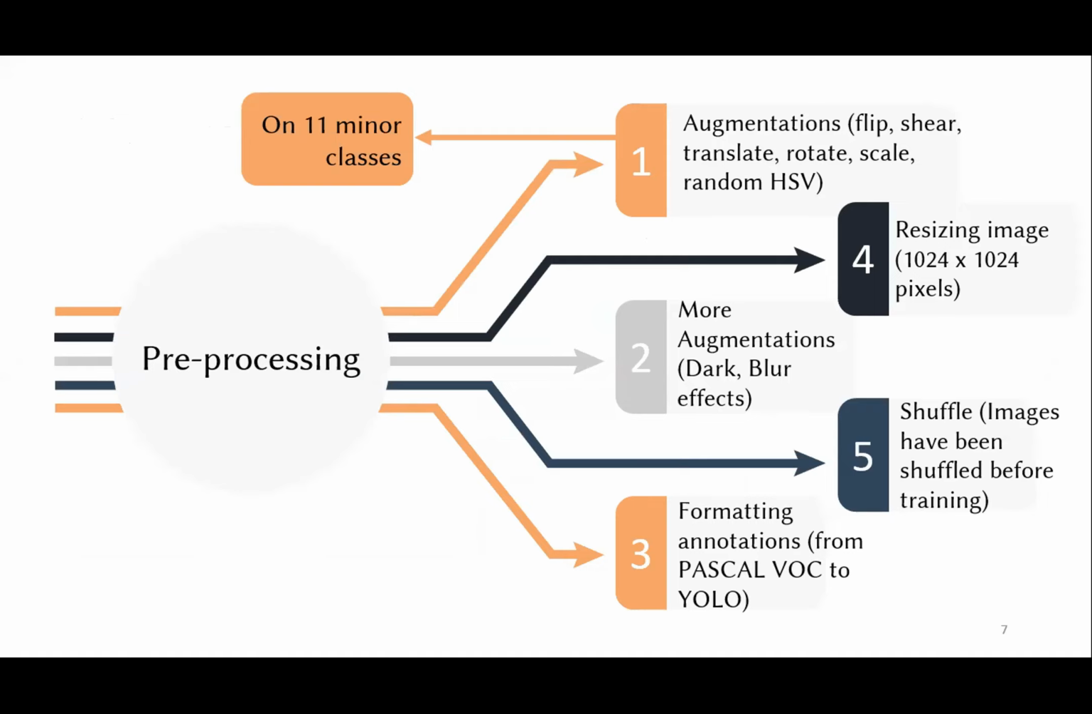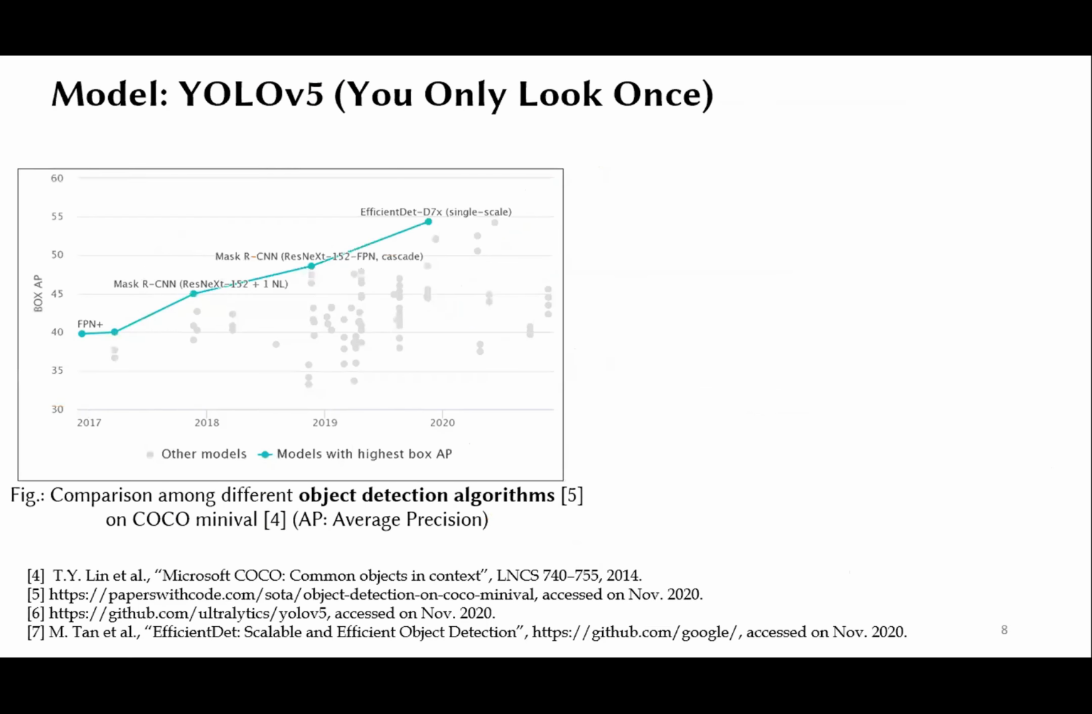In the pre-processing part, we applied augmentations like flip, shear, translate, rotate, scale, and random HSV on the 11 minor classes. I would like to emphasize these 11 minor classes because by applying these augmentations we tried to reduce the class imbalance problem, and this really helped. After the augmentations, we also applied more augmentations like dark and blur effects to generalize our model for night and foggy situations. And after augmenting, we formatted the annotations from Pascal VOC to YOLO and resized the images. And before training our model, we also shuffled the images.